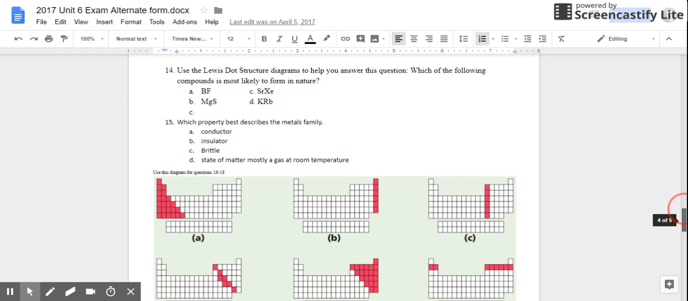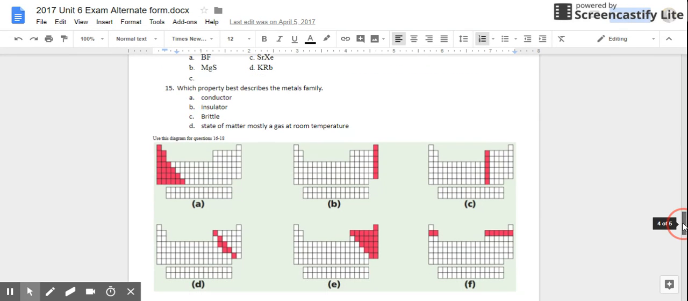Question 14, still using that picture from above. Use the Lewis dot structure to help you answer this question. Which of the following compounds is most likely to form in nature? A, B and F; B, Mg and S; C, Sr and Xe; D, potassium and rubidium. Question 15. Which property best describes the metals family? A, conductors; B, insulators; C, brittle; D, state of matter is mostly a gas at room temperature.